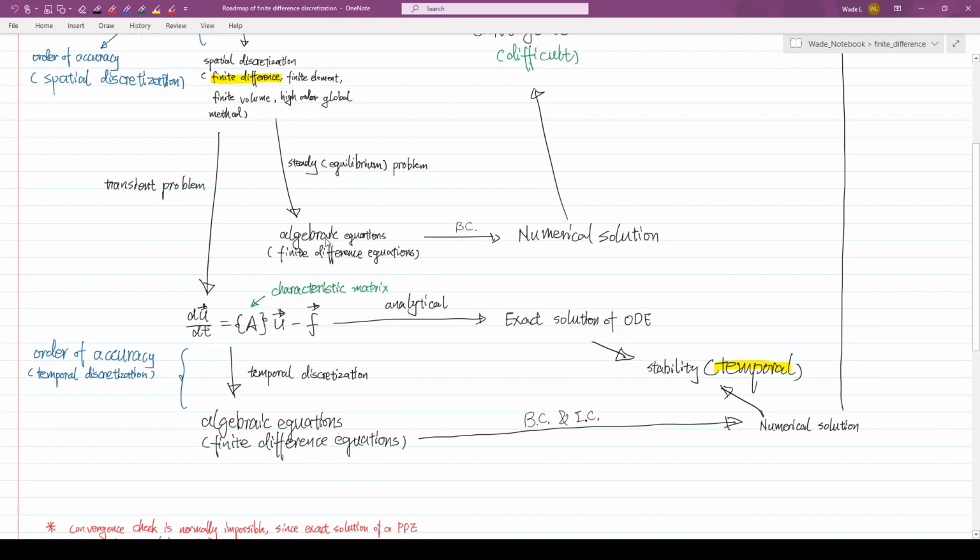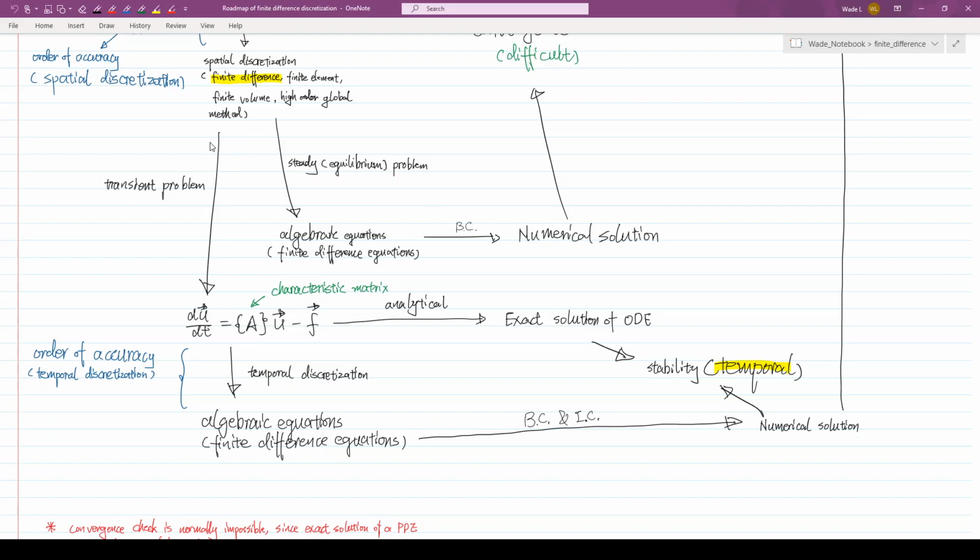After the spatial discretization, we need to check if the time derivatives are involved in the governing equation. If not, we have a steady or equilibrium problem. Following this path, we arrive at an algebraic equation system, the so-called finite difference equations. After imposing appropriate boundary conditions, we can solve these finite difference equations using linear algebra for the numerical solution.